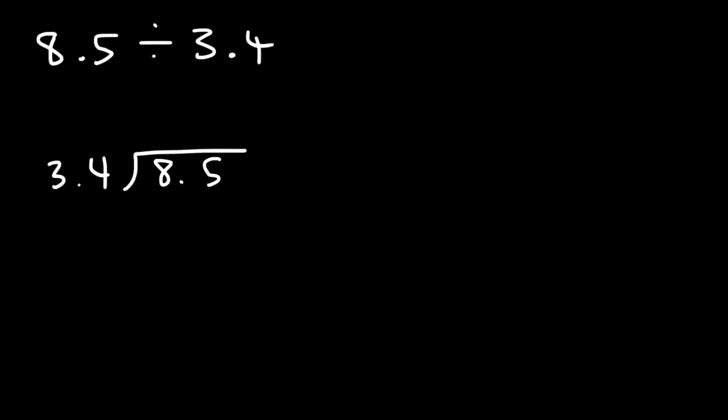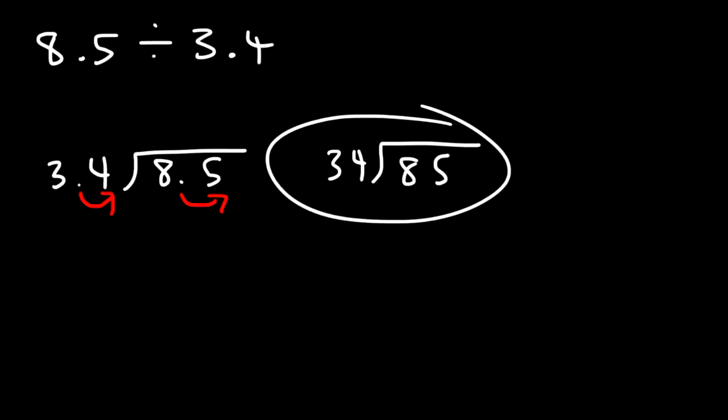Now, it may not be the best thing to do long division right now. So what we need to do is adjust this expression. Let's move the decimal point 1 unit to the right for both numbers. It turns out that 85 divided by 34 is the same as 8.5 divided by 3.4. So we're going to focus on doing long division here.